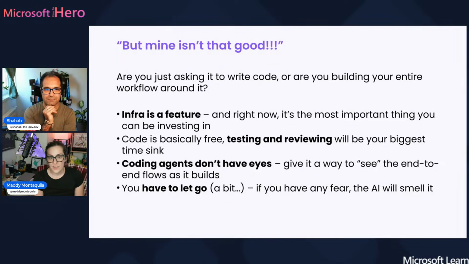So the question that we have been posing when teams ask us how we're doing it is, are you asking it to write code and generate code, or are you building your product and your team's workflow around AI as a collaborator or as a tool that you use? And there are a lot of theories and papers and things that people have written about this. The ones that I boil down to is that infra has become a feature.